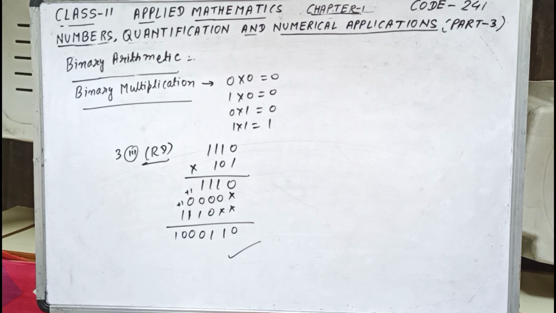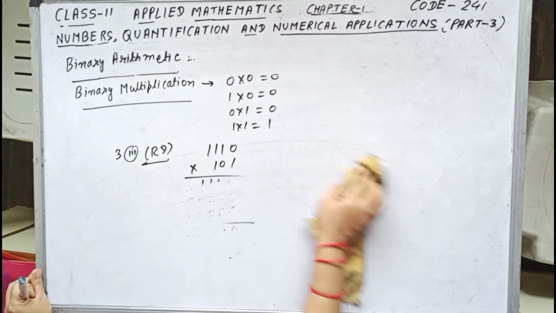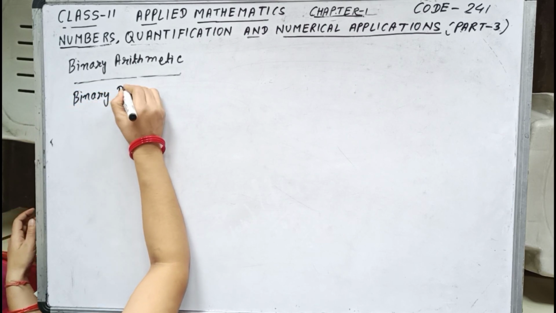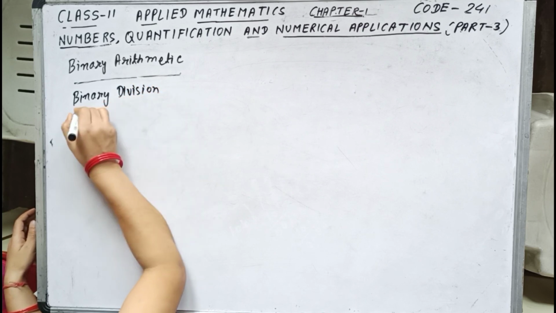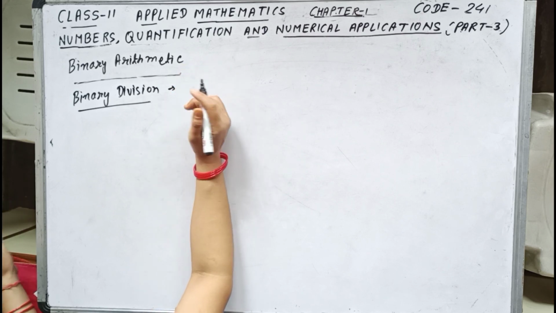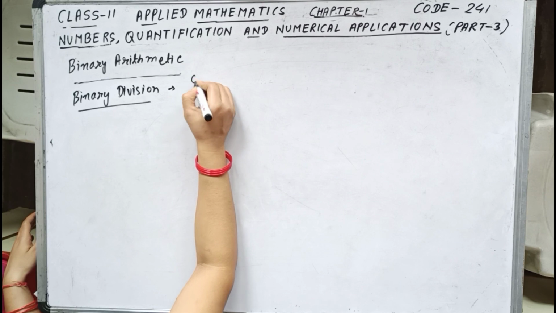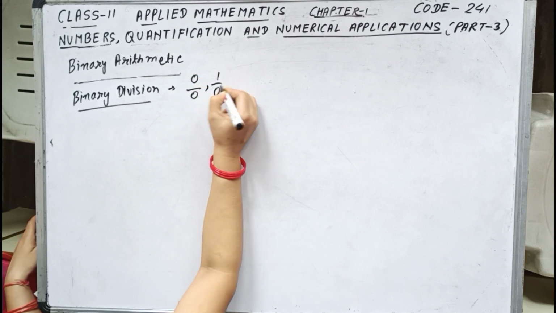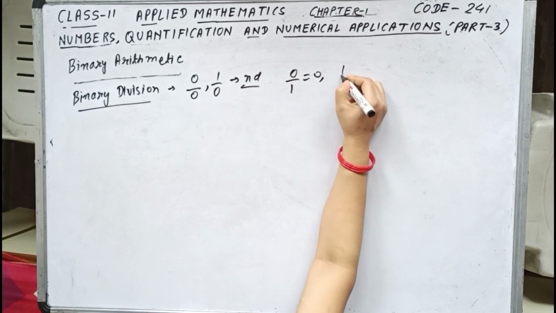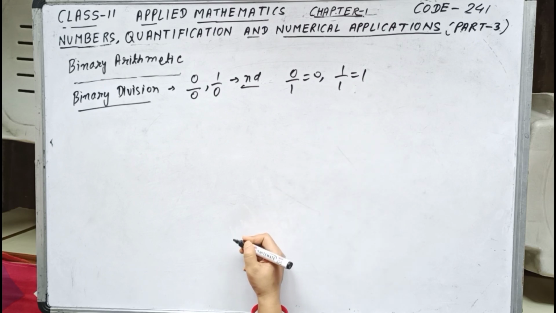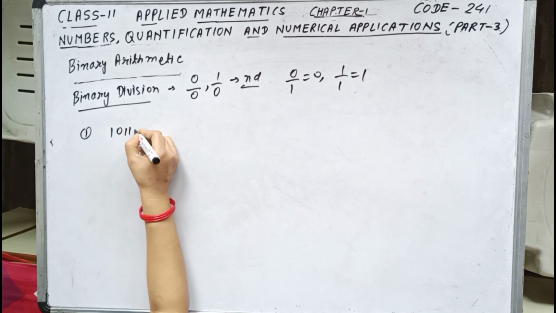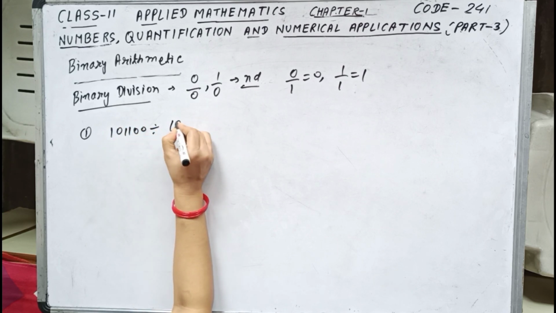Let us go to binary division, or division for binary numbers. Now let us move to binary division. The rules are the same, to some extent, as decimal number division. Only one thing you remember: 0 by 0 and 1 by 0 is not defined. 0 by 1 is 0 and 1 by 1 is 1. Let us do an example. Number 1, 1, 0, 1, 0, 0 divided by 1, 0, 1, 1.